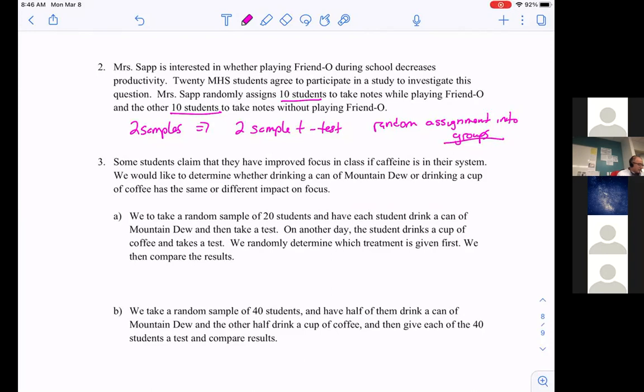Okay. So we took our 20 students. On one day, the student drank the cup of coffee, and then the next day they did a Mountain Dew, or vice versa. So again, we took these same 20 students. On one day they did Mountain Dew. On the next day they did coffee. So because it was the same 20 and we just did Mountain Dew and coffee, this is going to be matched pairs, because each subject got both treatments.